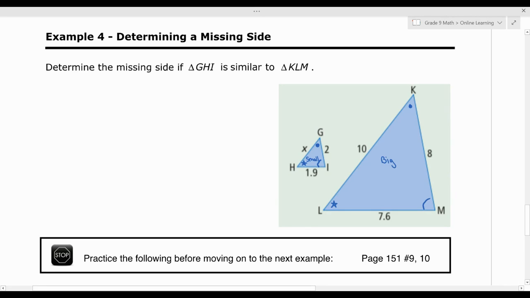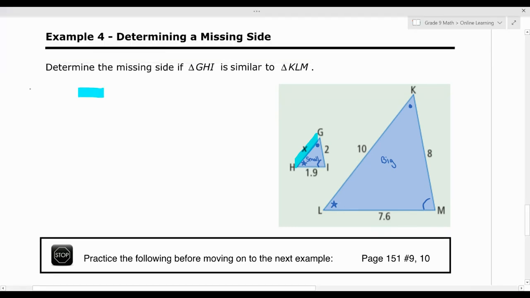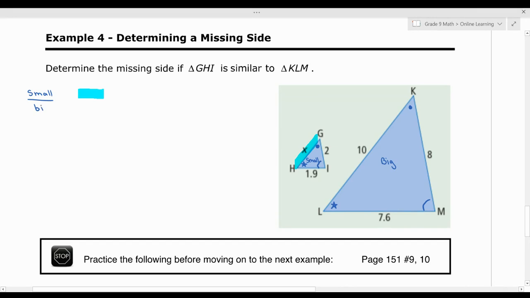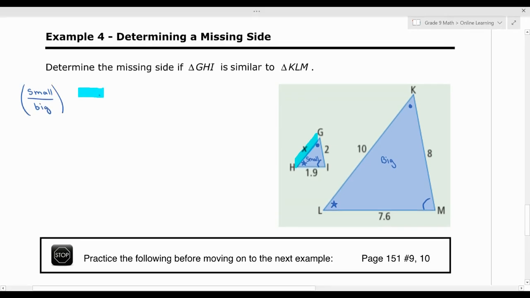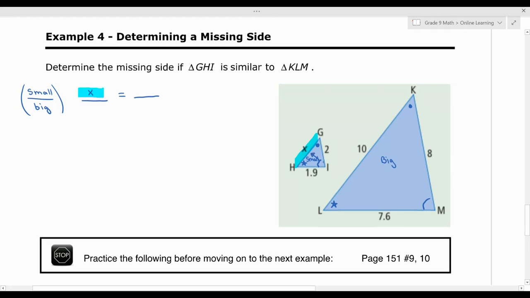All right, now we are trying to find X, so I'm going to highlight it. I want to find this, so let's start with that, which means I'm going to be comparing, this time, the small to the big. So I want to find X. I know I'm going to set up a proportion statement of some sort. X is across from the angle I, which I denoted with the 1 tick mark that's kind of bent. So go to your big triangle.